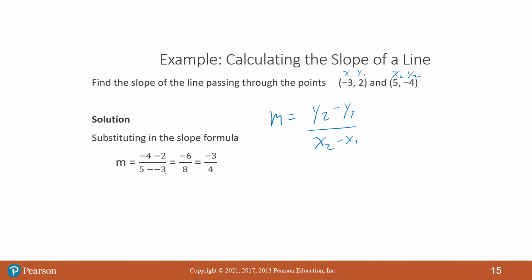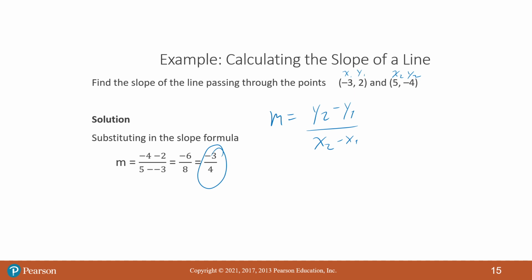minus negative 3. Now keep in mind when you have a minus a negative, it turns into a positive, so this is technically 5 plus 3 on the bottom, which is where the 8 comes from, and negative 4 minus 2 gives us the negative 6 overall. We reduce that fraction to negative 3/4, and that is our finalized slope. Hopefully that's not too hard for you. It's just plug and chug.